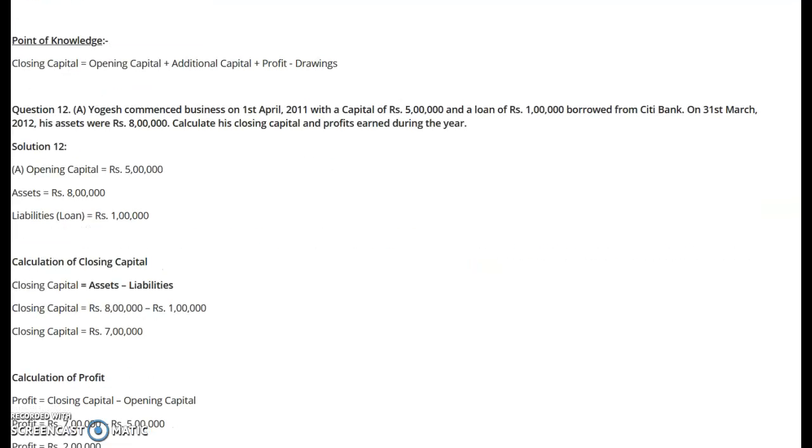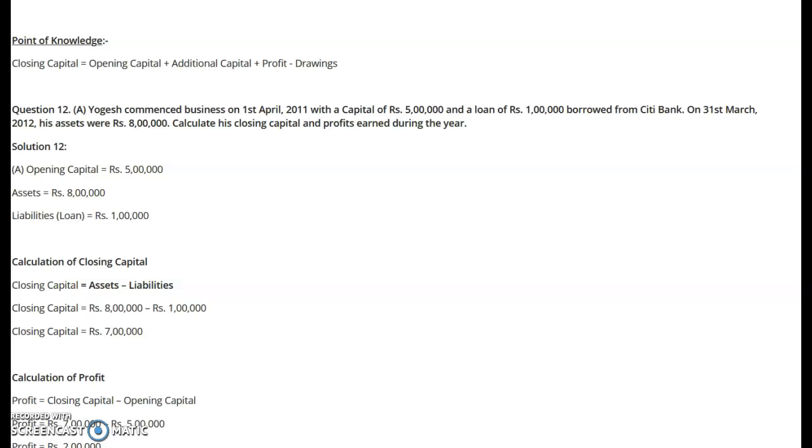Question number 12a, part A. Yogesh commenced business on 1st April 2011 with a capital of 5 lakh. This is the opening capital at the beginning of the year, and a loan of rupees 1 lakh borrowed from Citibank. So this 1 lakh is what? This 1 lakh is a liability, but this can also be treated as a part of capital, shown separately as a loan from bank. On 31st March 2012, his assets were rupees 8 lakh. Calculate his closing capital and profit earned during the year.